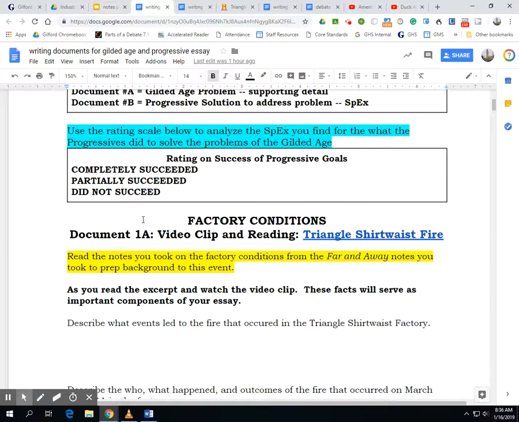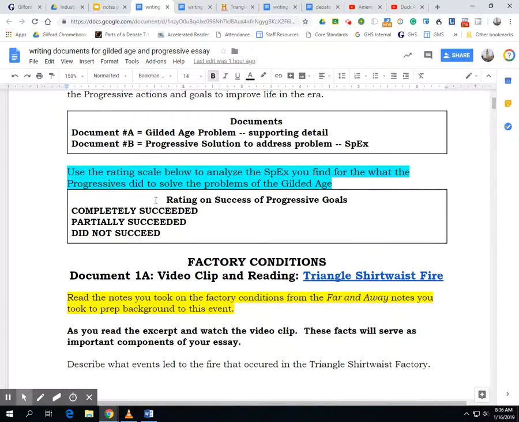Now, to help you with your thesis statement, I have created a rating system that will allow you to kind of answer, did they completely succeed? Did they partially succeed? Or did they not succeed at all? Now, if you say that they completely succeeded, in your analysis statement, you would explain why. So you would say, based on what the Factory Commission did, they completely succeeded in achieving the improvement of factory conditions because, and then go from there. If you choose partially succeeded, you do the same thing.